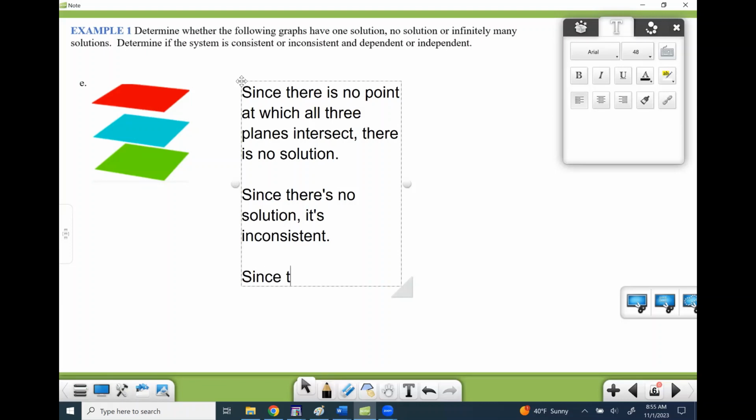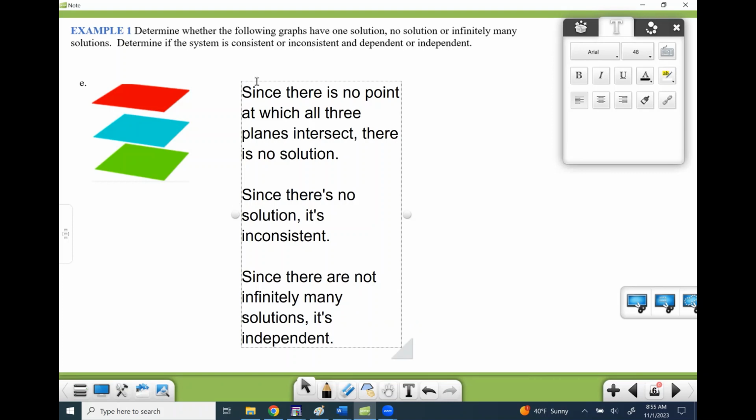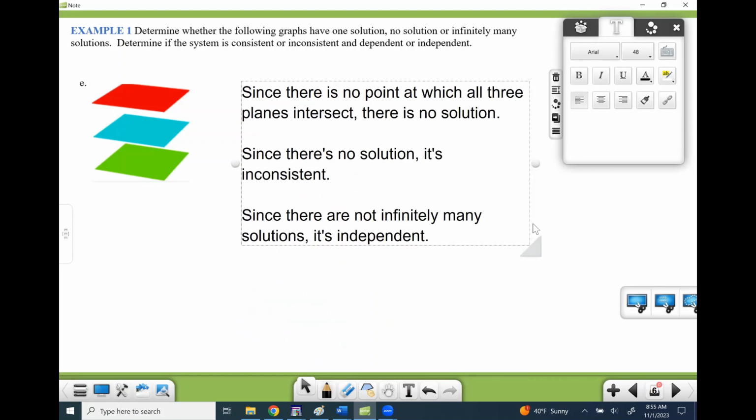Since there's no solution, it's inconsistent. And since there are not infinitely many solutions, it is independent. Right. Not having spell checker on these text boxes really kills me.